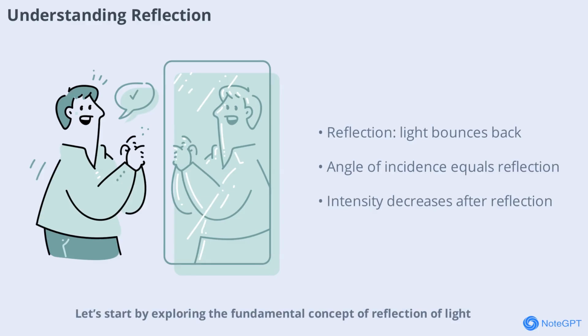Start by exploring the fundamental concept of reflection of light. When a ray of light strikes the boundary between two different media and bounces back into the original medium, we call this phenomenon reflection. The angle at which the light hits the surface, known as the angle of incidence, is always equal to the angle at which it reflects, called the angle of reflection. This is a key law in optics.